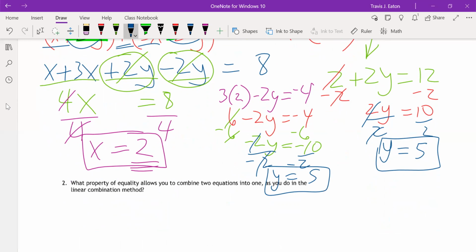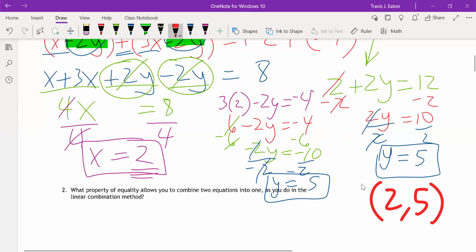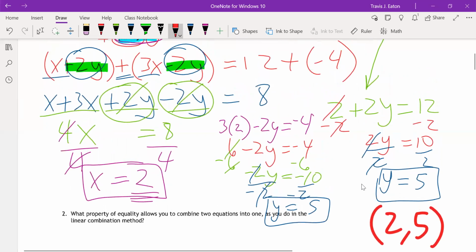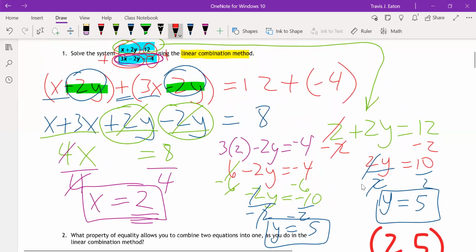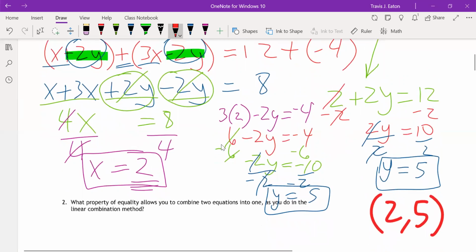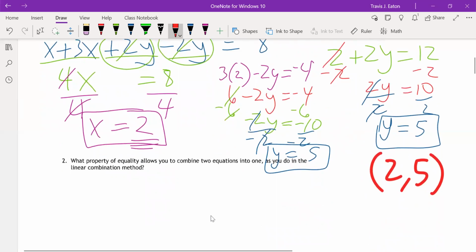It would be the ordered pair (2, 5). And if I wanted to be absolutely certain that that was my solution, I would take those values for x and y from my ordered pair, put them back into my original equations up here at the top, and make sure that those equations were true. Okay, now that is the linear combination method.